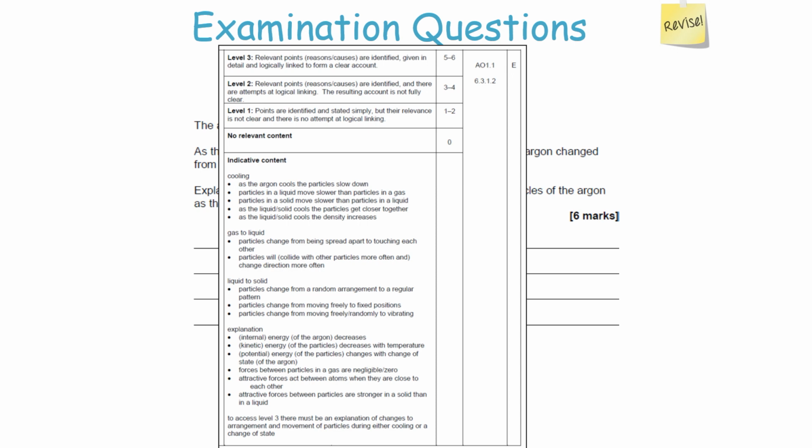Remember, when we talk about particles, it's extremely important to talk about internal energy. So as it cools down, the internal energy decreases. There are two parts of your internal energy: the kinetic energy, which decreases with temperature, and the potential energy, which changes with the change of state. You would talk about the fact that as the particles get cooled down, they'll be moving slower, and as they get closer together, they're more attracted to each other. Remember to talk about each stage in a different paragraph to separate out your thought process.